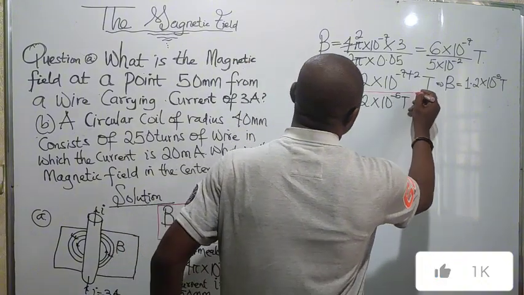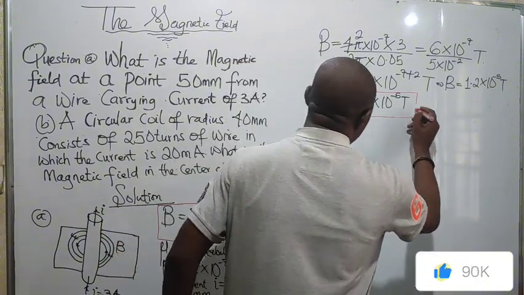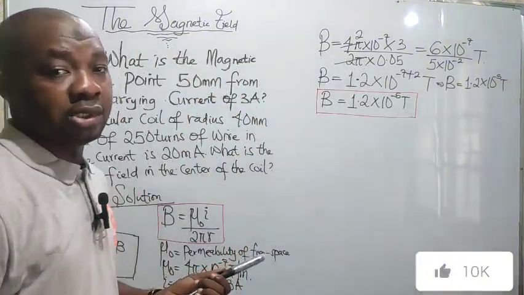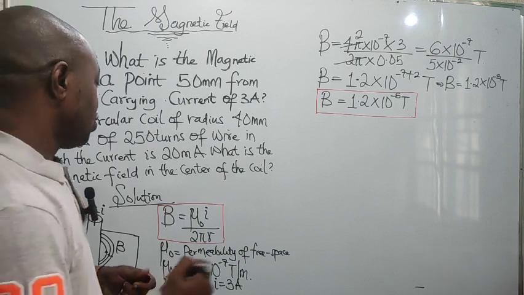So this is the magnetic field of a straight wire carrying currents.